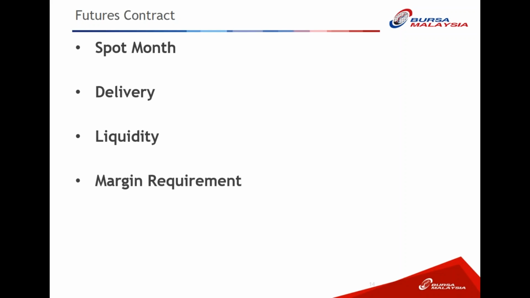Okay, now let me explain a bit on some risks that you have to understand and might be facing when you're trading futures. First, you have to understand that all futures contracts have a so-called spot month, an expiration. Okay, it has a delivery. And you have the risk of liquidity and margin requirement. These are the parts that you have to think of.